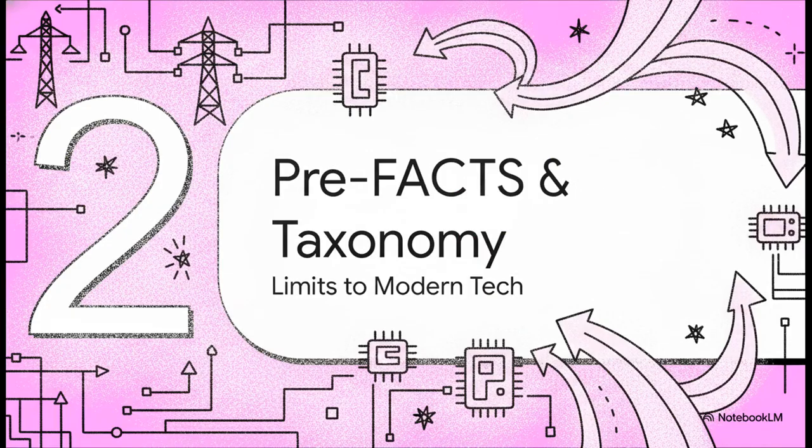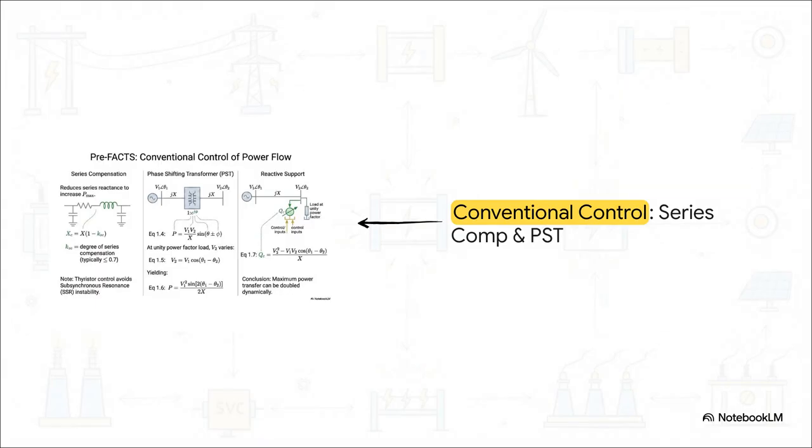Moving on to Part 2, Pre-FACS Limitations and FACS Taxonomy. What's really interesting here is how we transition from these inherent physical limitations to the structural taxonomy of modern controllers designed to break them. On Slide 5, let's look at conventional control methods. We have three pre-FACS circuit diagrams here. First, series compensation, which artificially shortens a line's natural reactance. Second, the phase shifting transformer, or PST, to manually tweak voltage angles. And third, reactive support, injecting reactive power right at the receiving end.